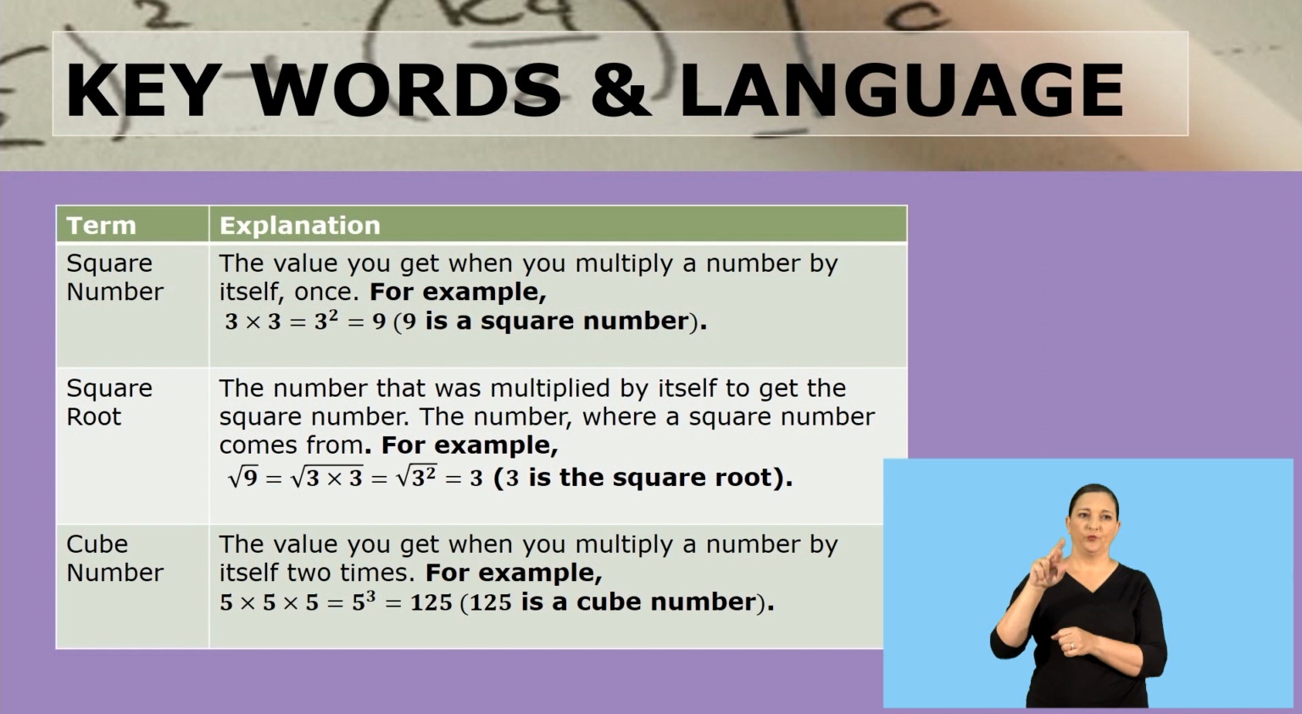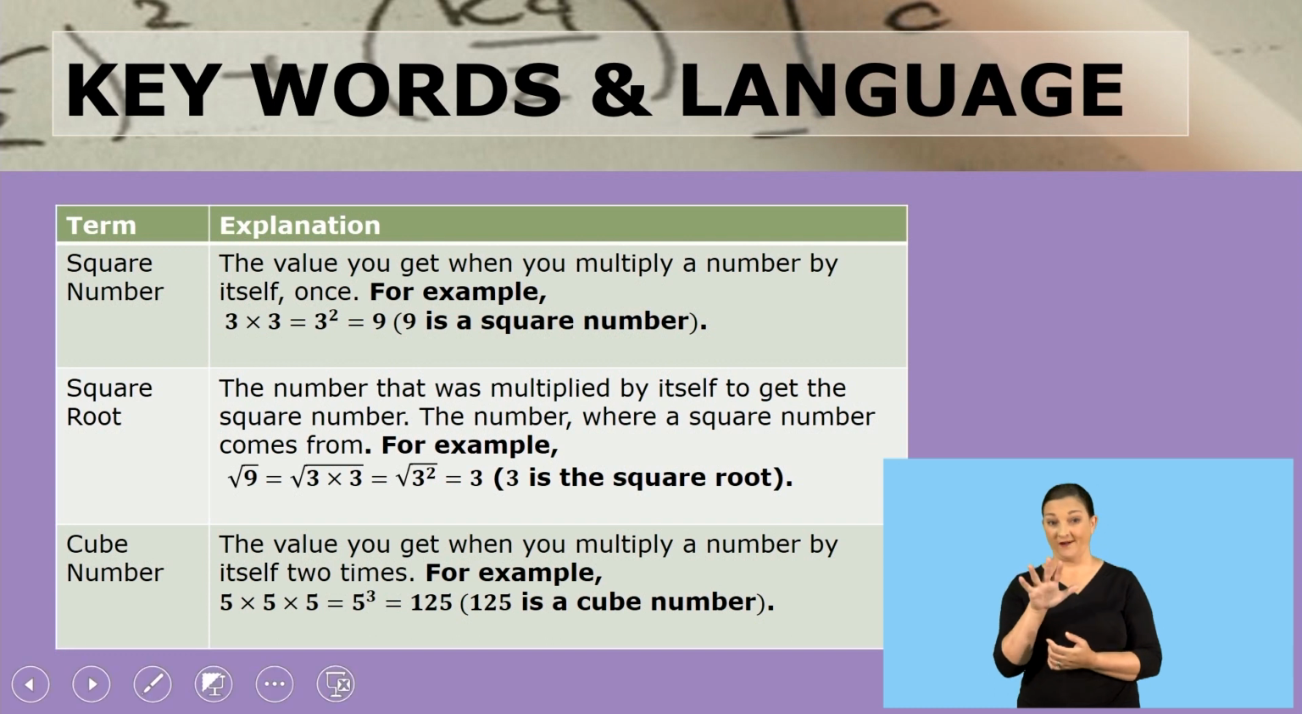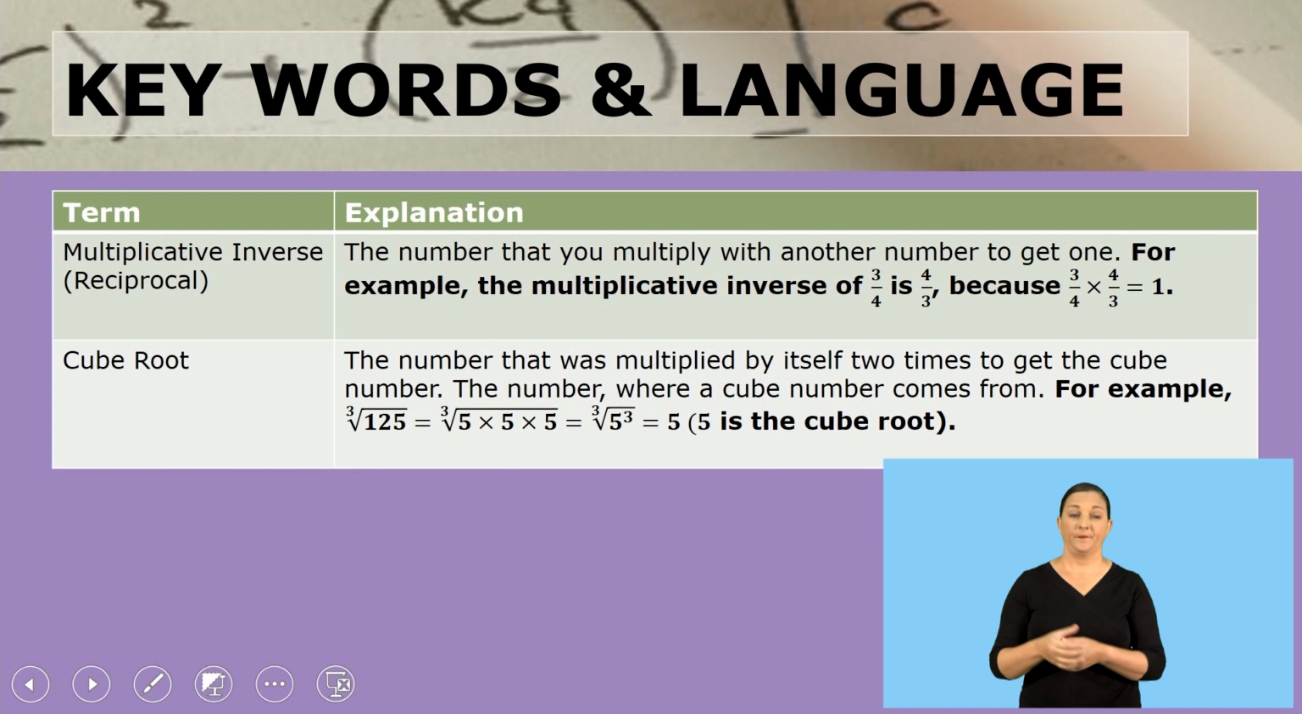Then we have a cube number, the value you get when you multiply a number by itself 2 times. For example, 5 times 5 times 5. That is 5 cubed, or 5 exponent 3, and that gives us an answer of 125. This means that the 125 is the cube number.